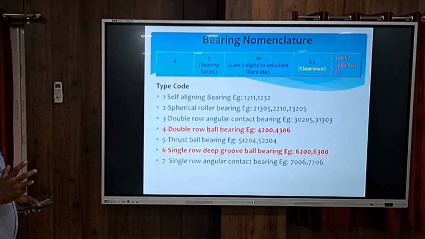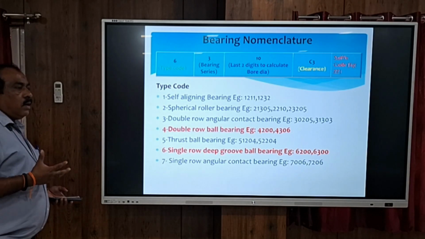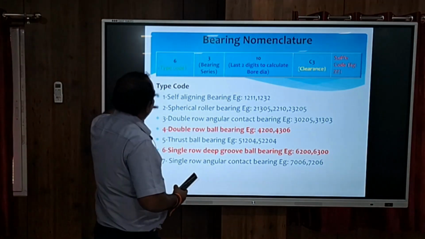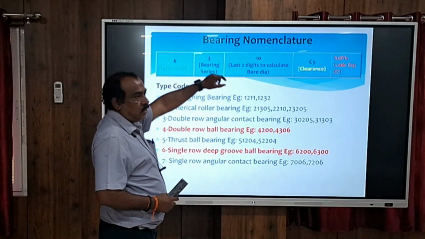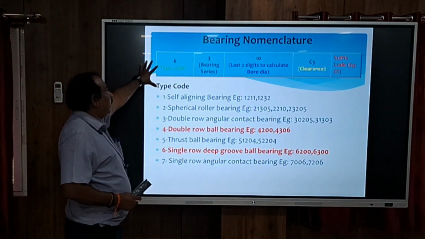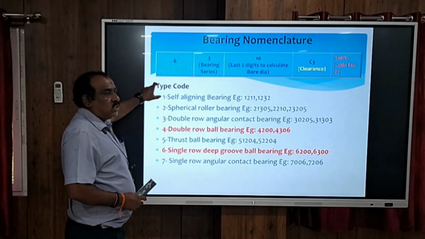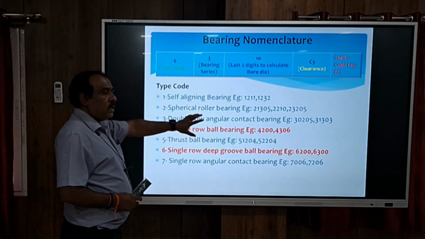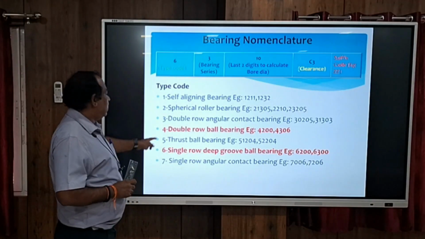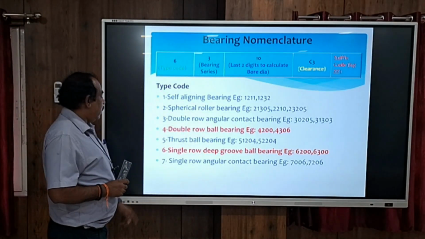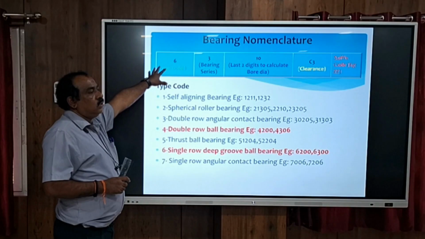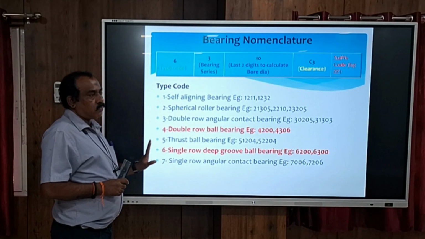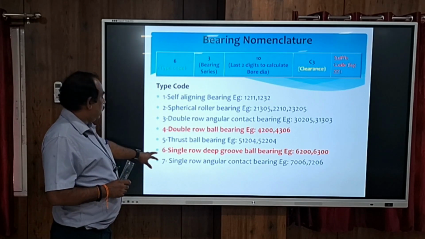And actually, bearing nomenclature: how a bearing can be identified with its number. In our section, 6311 I have taken as an example. The first digit of the bearing number will give the type code, which type of bearing it is. Suppose 4306 is used in TFP MPH; this is a double row ball bearing. And all our bearings used in the traction motor start with 6 code, so this is a single row deep groove ball bearing.